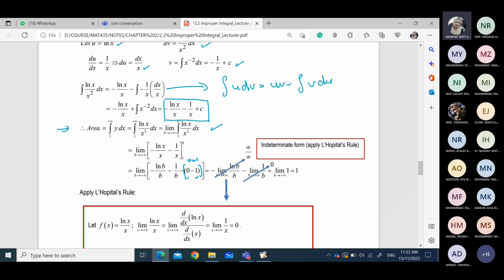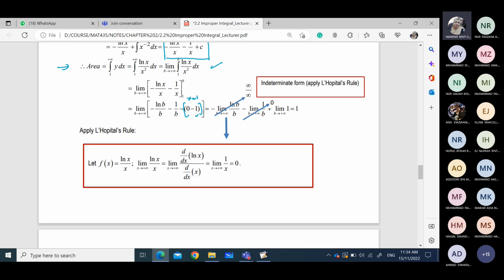So next, we have the limit as b approaches infinity of natural log of b over b, minus the limit as b approaches infinity of 1 over b, minus, you akan dapat plus, the limit as b approaches infinity of 1. Okay. Alright, so untuk yang ini, you selesaikan, you dapat indeterminate form, which is infinity over infinity. So in the red box, it is how we solve for the first one, the limit as b approaches infinity of natural log of b over b. Okay, so we apply L'Hopital's rule by differentiating numerator and denominator. So we have this one.